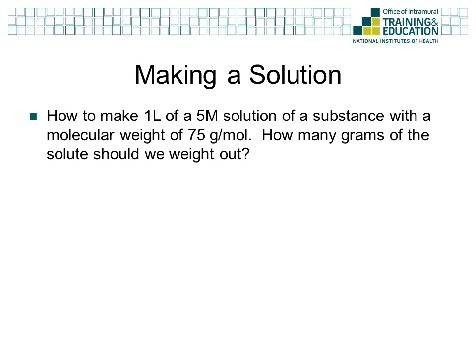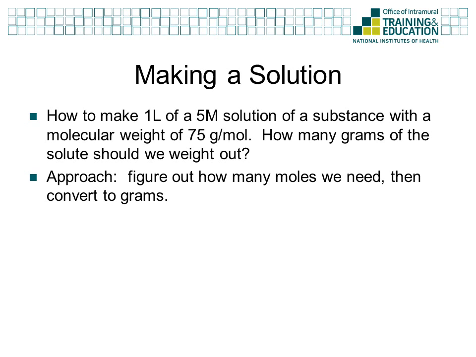Let's take a look at a simple example. How would we make 1 liter of a 5 molar solution of a substance with a molecular weight of 75 grams per mole? The first thing to determine is, what don't we know? We know the volume, the molarity we want, and the molecular weight. What we need to know is how many grams of the substance we need to measure out. So our approach is to first determine how many moles we need of the substance, and then use the molecular weight to determine how many grams we need to weigh out.